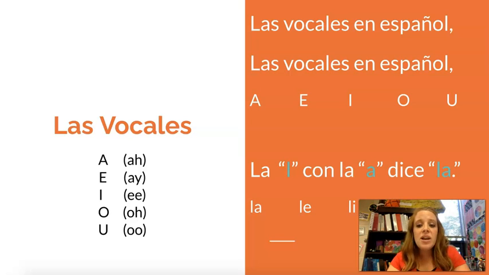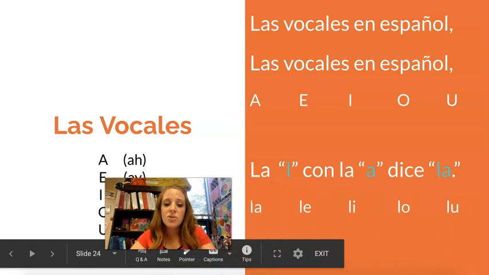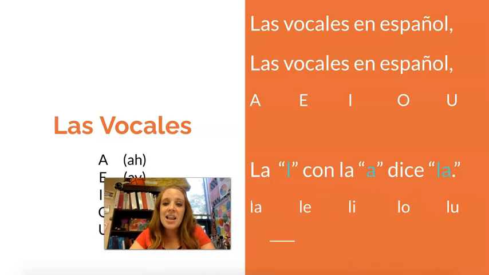La L con la A dice la. La L con la E dice le. Con la I dice li. Con la O dice lo. La L con la U dice lu. La le li lo lu. Okay, so we can do that with the L, but we can do it with other consonants as well. Let's jump in and try some more syllables.